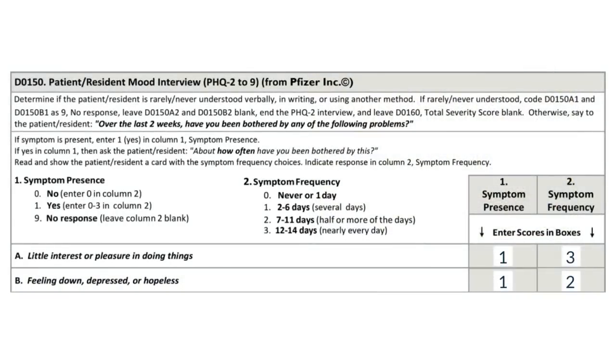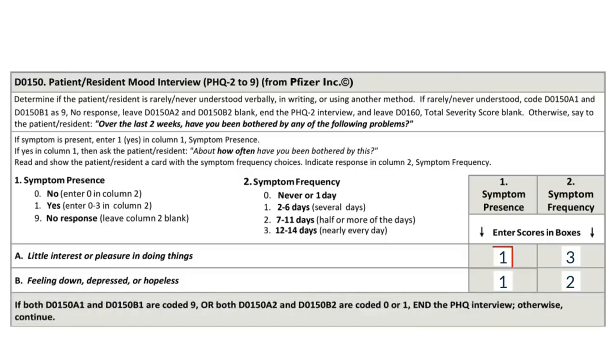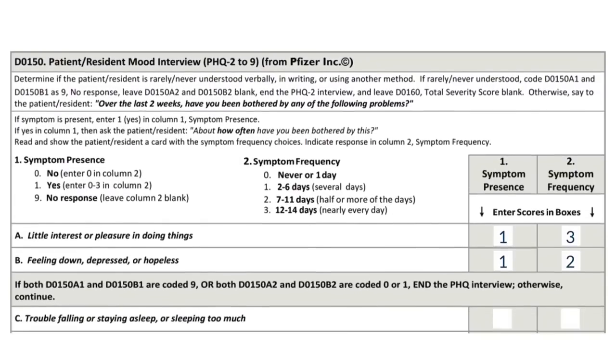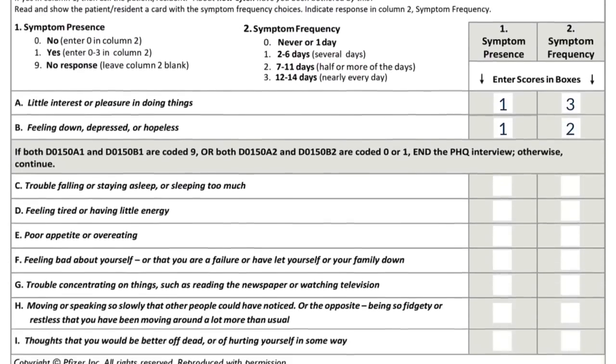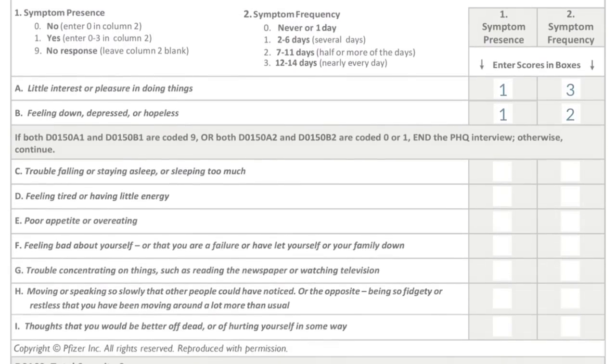Now that we have coded D0150A2 and D0150B2 symptom frequencies, we will determine if the interview should continue for Ms. Swanson. As noted, the symptom presence for the first 2 questions was not coded as 9, and D0150A2 and D0150B2 were not coded as 0 or 1. Therefore, the interviewer would continue the interview and ask the remaining 7 questions of the PHQ-2 to 9. Let's return to the practice coding scenario to see how Ms. Swanson responds to the remaining 7 questions.